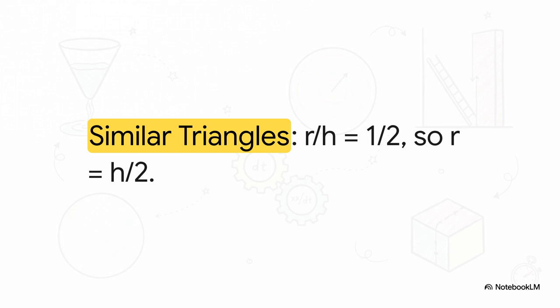We can take that and substitute it right into our volume formula, totally eliminating the r variable before we even touch the calculus. From there, we just differentiate and solve like normal, finding that the water height is dropping at roughly negative 0.153 feet per second.